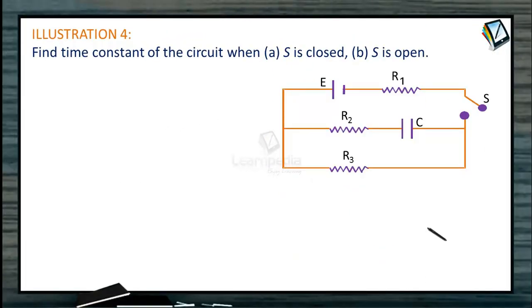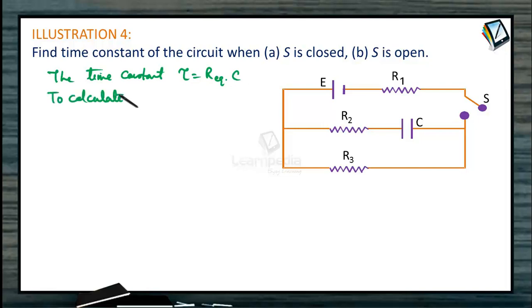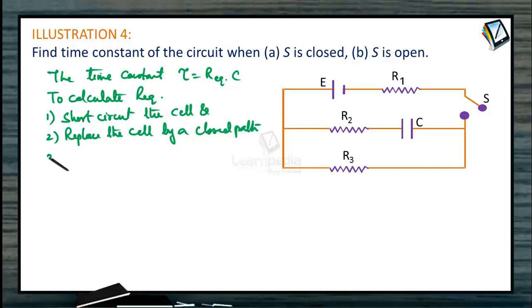Illustration 4. Find the time constant of the circuit when S is closed. Similarly, when S is open. So we will follow the same path as we have done here. The time constant is given as tau is equal to R equivalent into C. To calculate R equivalent, first short circuit the cell and replace the cell by a closed path, followed by finding the equivalent resistance across the capacitor.